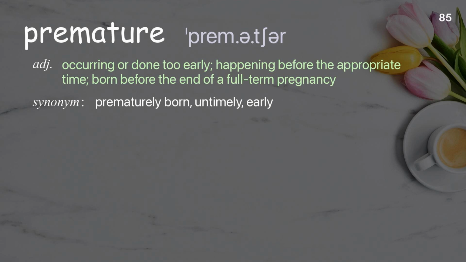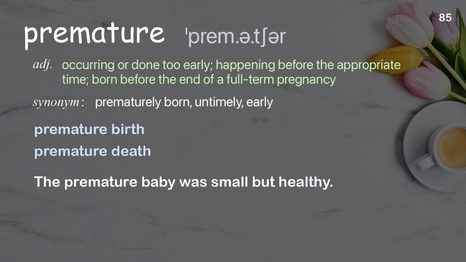Premature. Occurring or done too early, happening before the appropriate time, born before the end of a full-term pregnancy. Examples: Premature birth. Premature death. The premature baby was small but healthy.